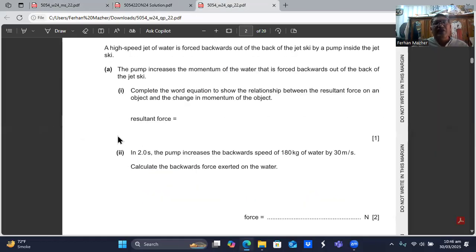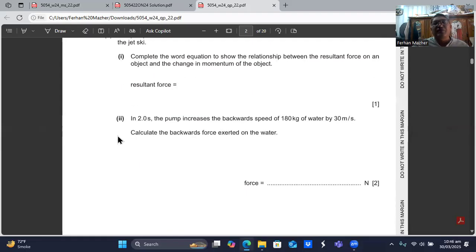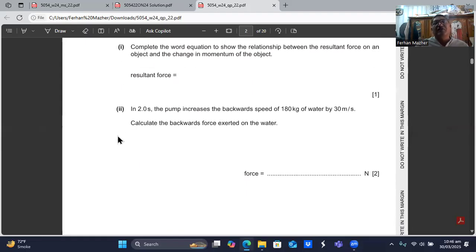Then they say, in 2 seconds, the pump increases the backward speed of 180 kg of the water by 30 meters per second. Calculate the backward force exerted on the water. The initial velocity of the water is 0. The final velocity of the water is 30 meters per second. The mass of the water is 180 kg. And the time taken for this change of velocity is 2 seconds. So we can find the force.